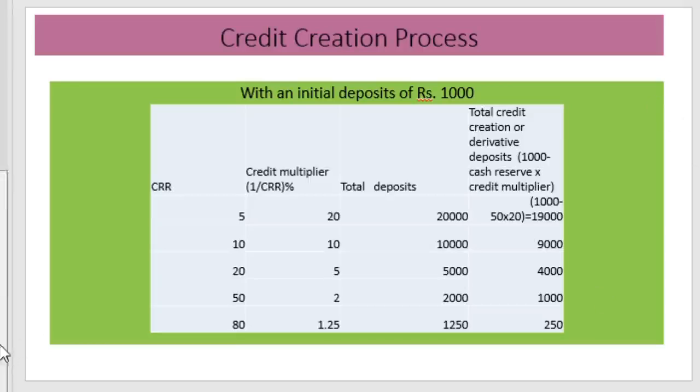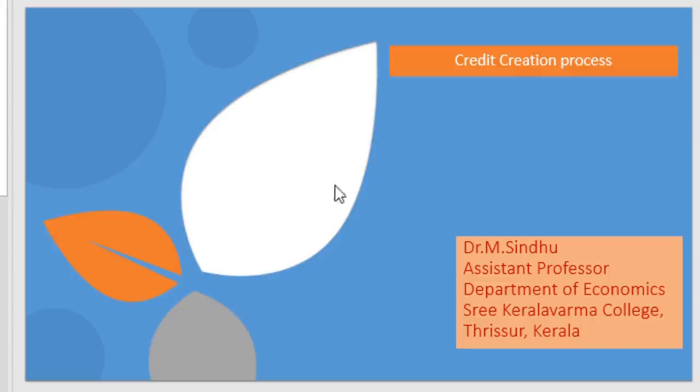This is the process of credit creation by the bank. That is, depending upon the cash reserves, the bank can increase their credit creation process with a small amount of initial deposit. This peculiar feature of bank is known as the credit creation process of a bank.